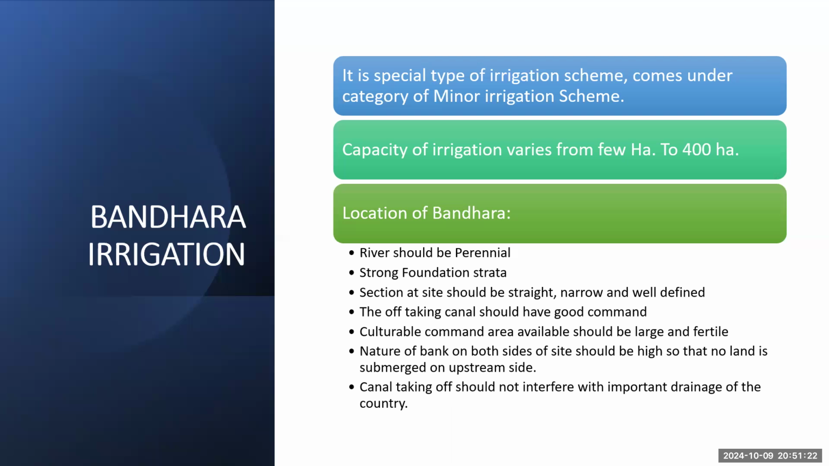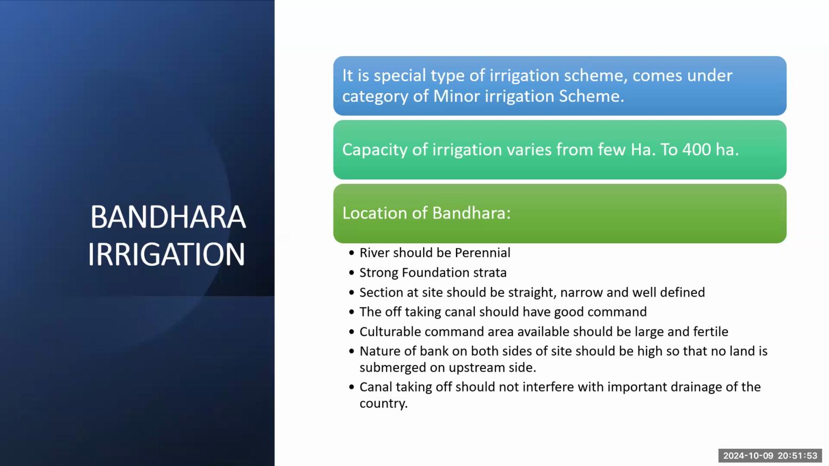But actually the rivers in our area are not perennial rivers. They are made perennial due to the construction of dams in the upper reaches of the river. In a dam, a large amount of water is stored, so as and when required, that water can be released to the downstream. That is why these rivers are also considered perennial rivers. So Bandharas can be constructed on such rivers.